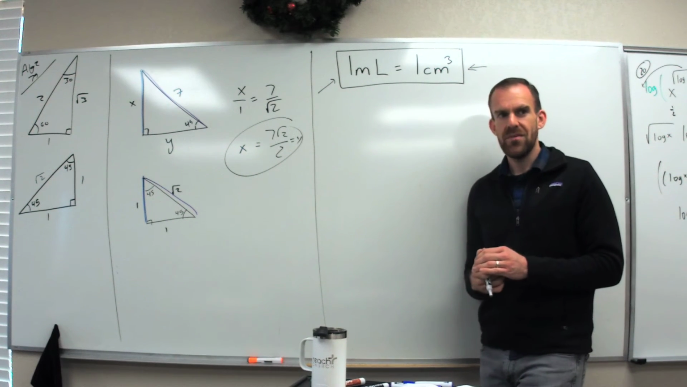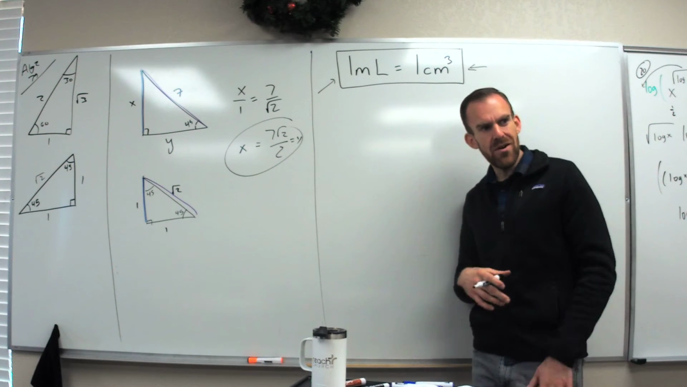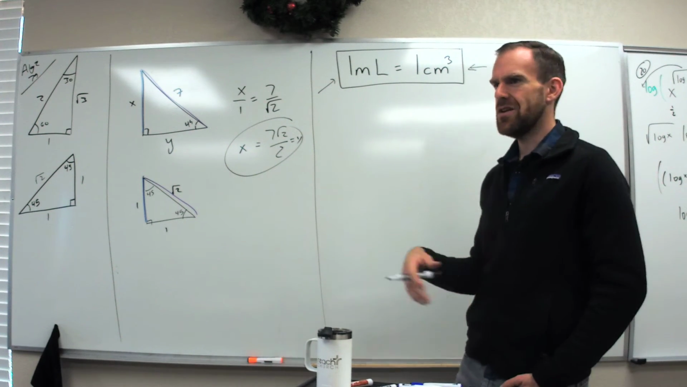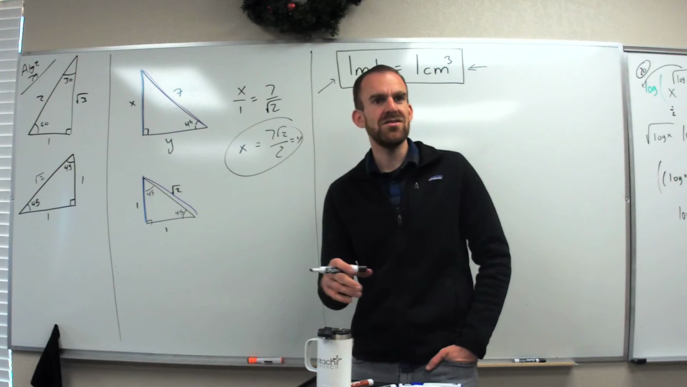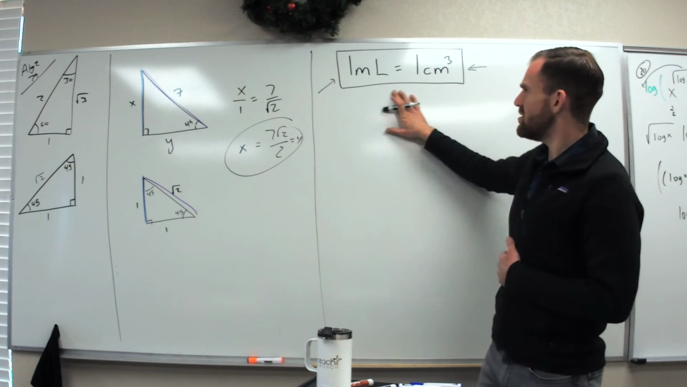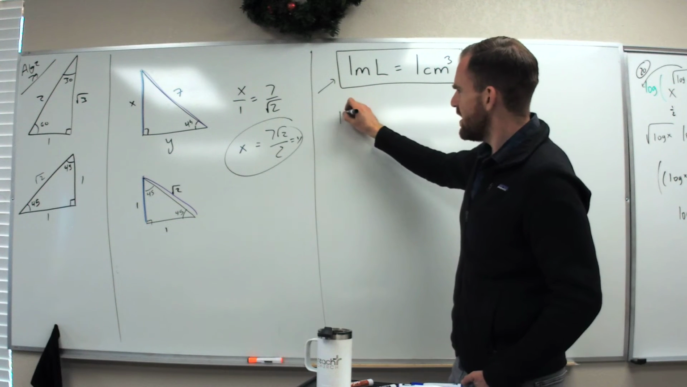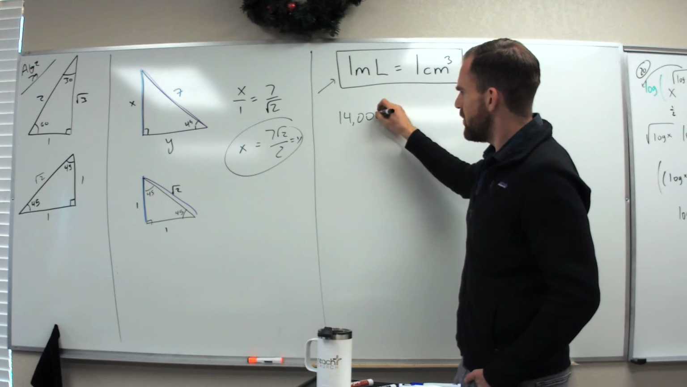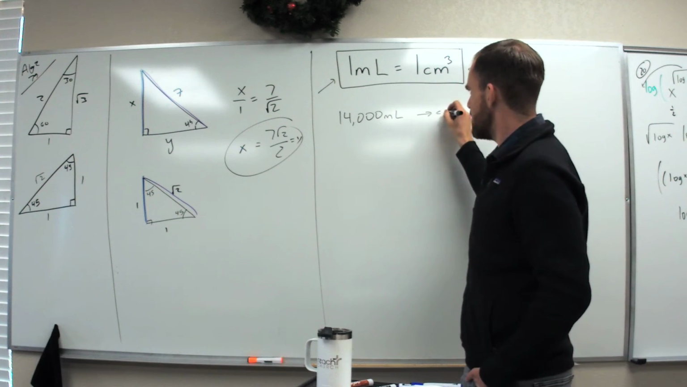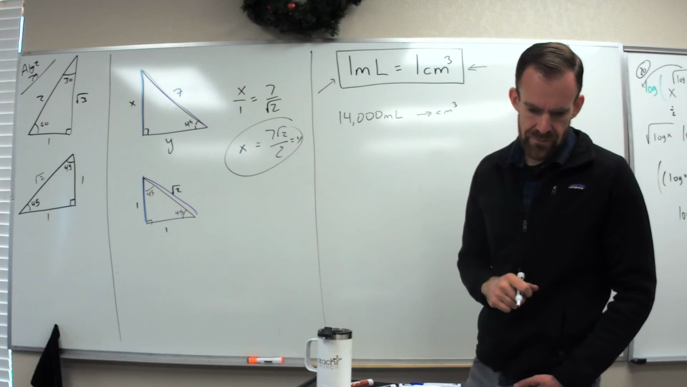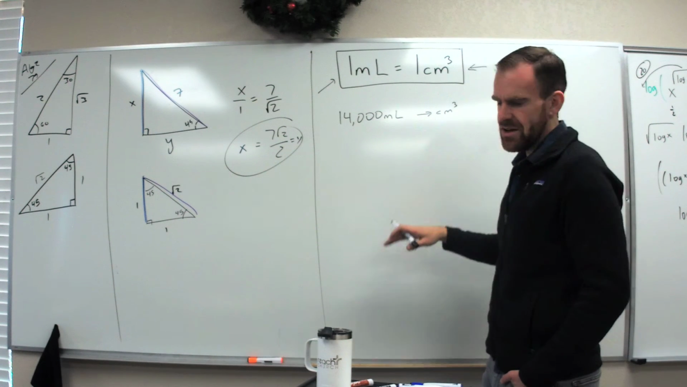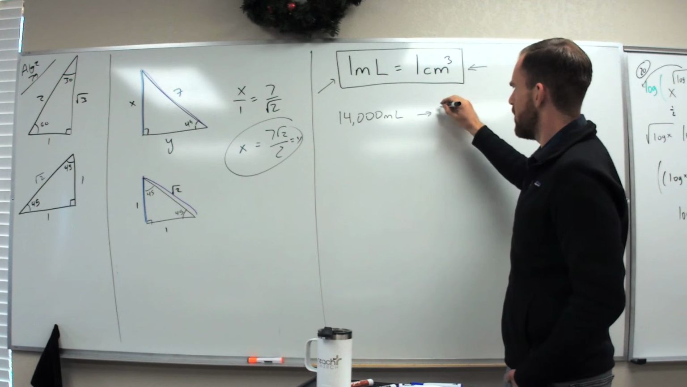So, add this to your list of conversions that you know. Okay, we know 12 inches to 1 foot, we know 3 feet to 1 yard, we know 2.54 centimeters to 1 inch. We know all of those. This is just another one that you have to use. So we are going to convert 14,000 milliliters to liters.